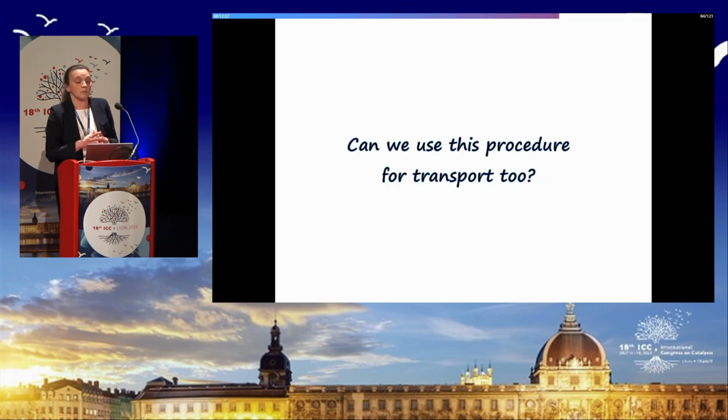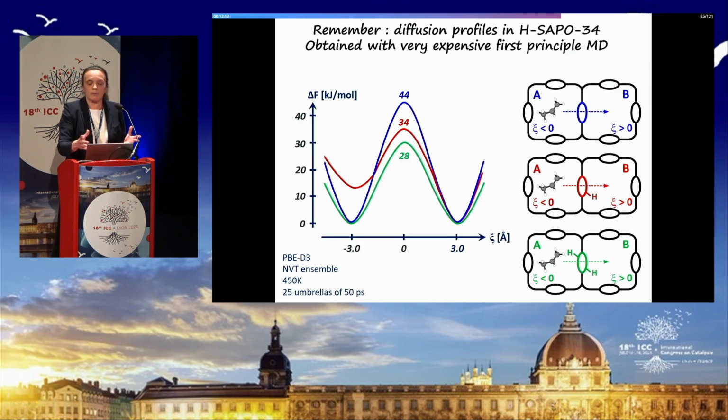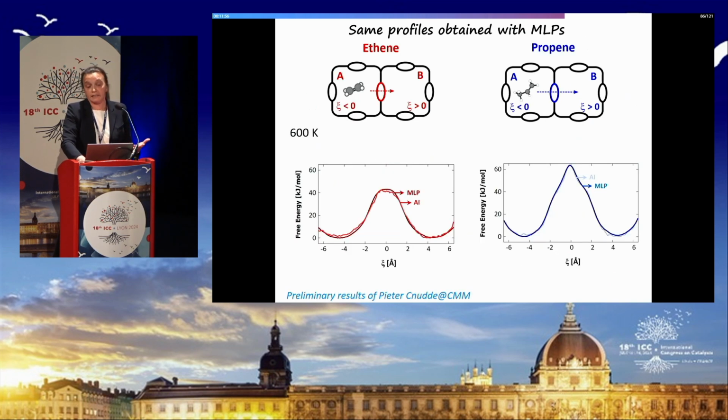Now, in the last part of my presentation, I want to see whether we can also use this procedure for transport too. You probably remember these profiles. I have shown you in the beginning of my presentation. These were all obtained with very expensive DFT methods. Now, we also tried to explore this methodology for this type of diffusion profiles, and indeed it was possible, also with this active learning procedure, to obtain these profiles with the MLP.